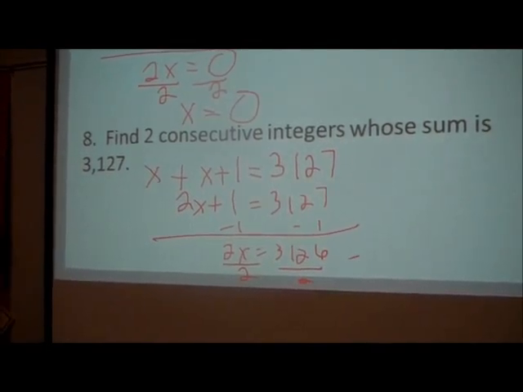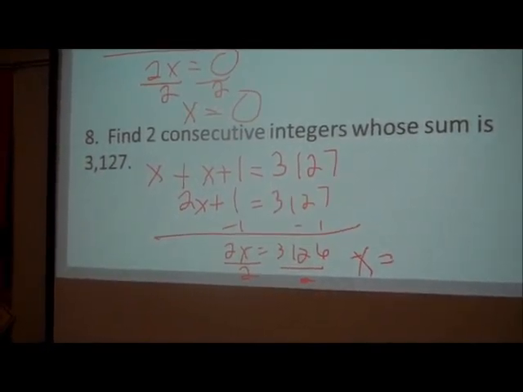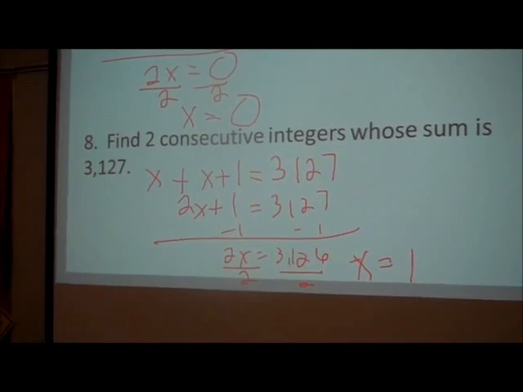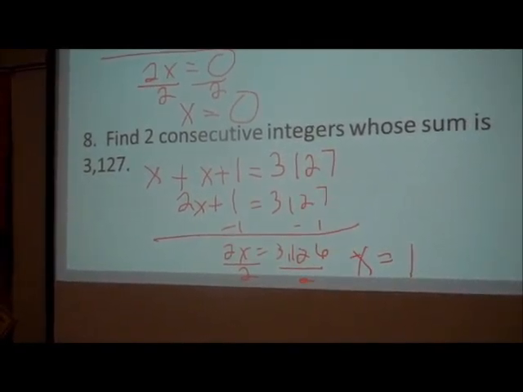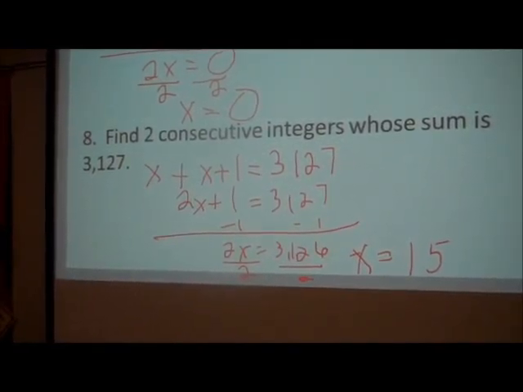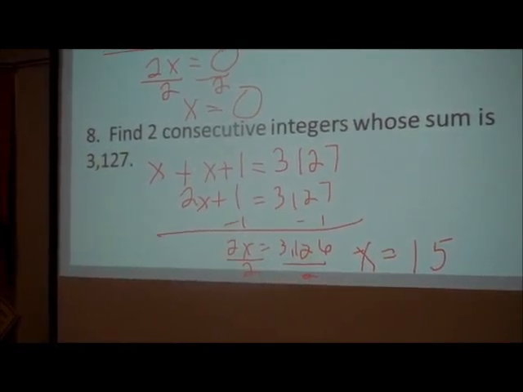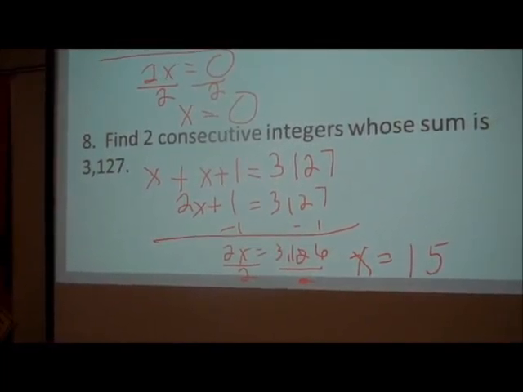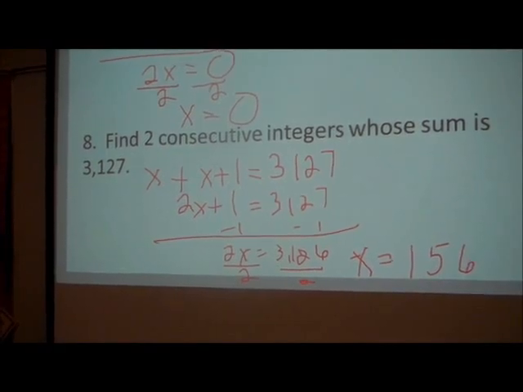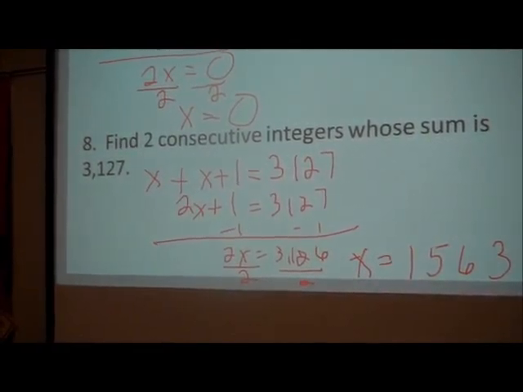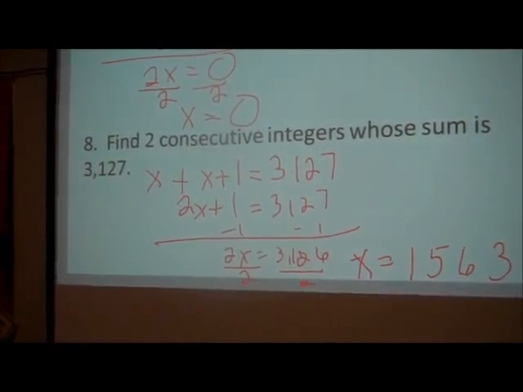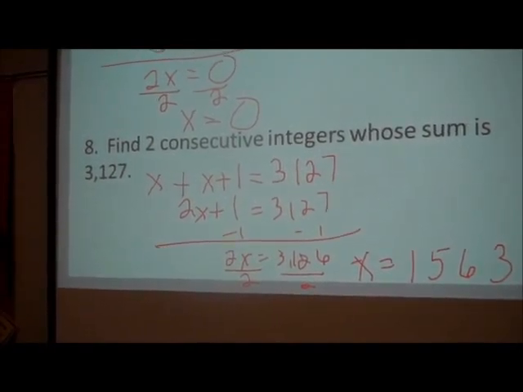Running out of room here. So I'm going to get x equal, 2 goes into 3 one time with 1 left over. I'm kind of doing short division. So 2 goes into 11 5 times with 1 left over. The 1 from the 2. 2 goes into 12 6 times, and 2 goes into 6. So I get 1,563. That's my first integer.